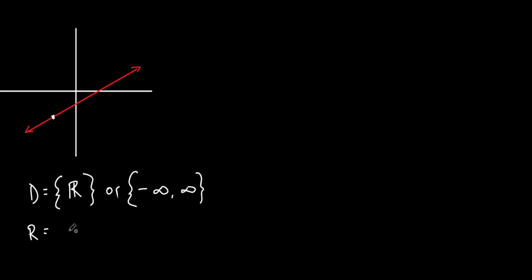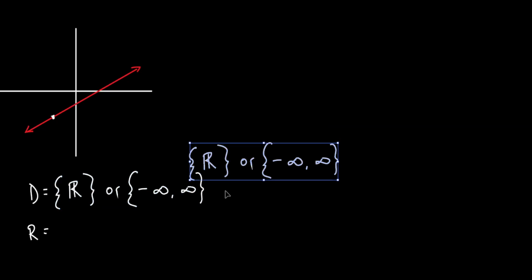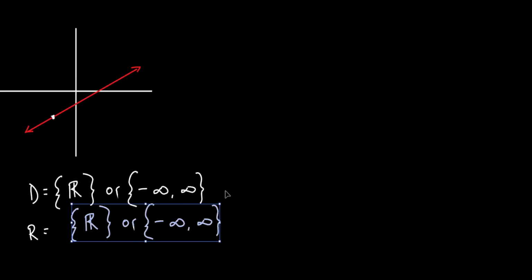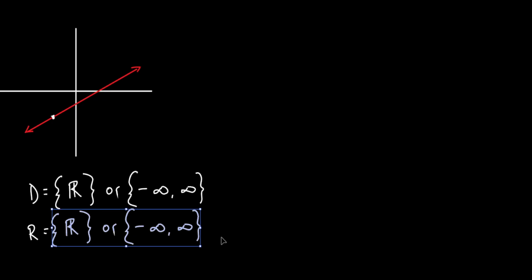What about the range? Range is exactly the same thing. All right, so watch this. I'm just going to copy and paste it and then put it right here. All right, so the range is the same exact thing as the domain when you have it like that. So when you have a line like this, as long as it's not horizontal or vertical, the domain are all the real numbers, and the range is all the real numbers.